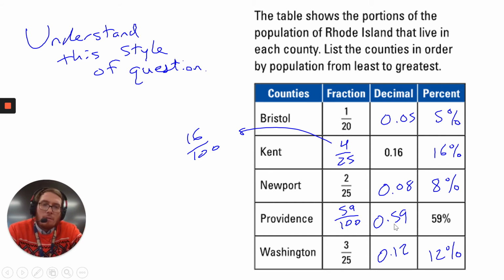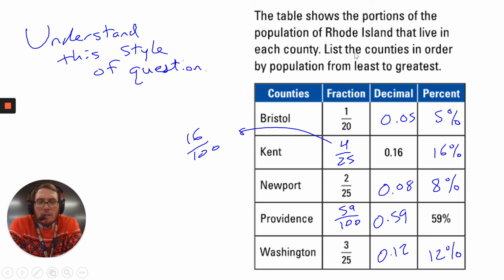59%, for example, is 0.59, which would be 59 over 100. 12% goes with 0.12, and that came from taking 3 over 25 and multiplying by 4. So just make sure that you can understand this type of table. If you have any questions about why one goes with the other, then we can talk about that. Another thing that I haven't listed here, but you want to make sure you answer the question: you fill in the table if needed, and then list the counties from least to greatest.